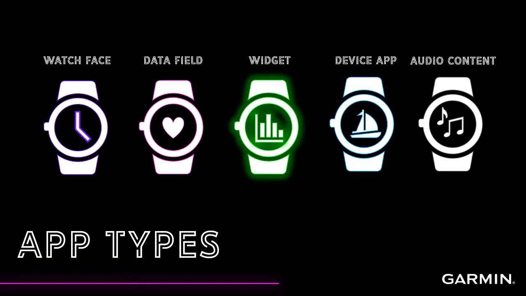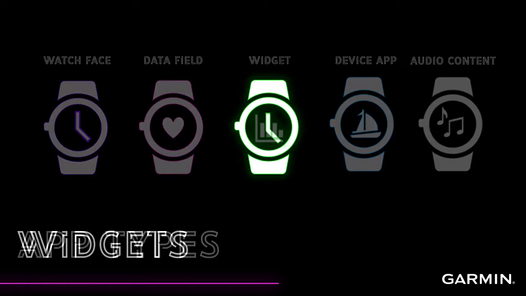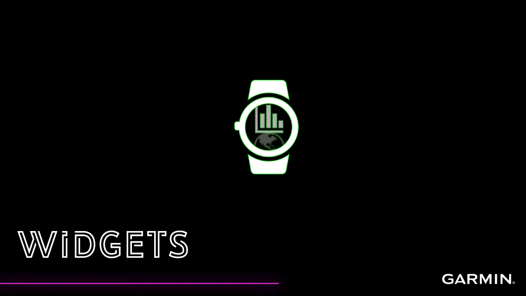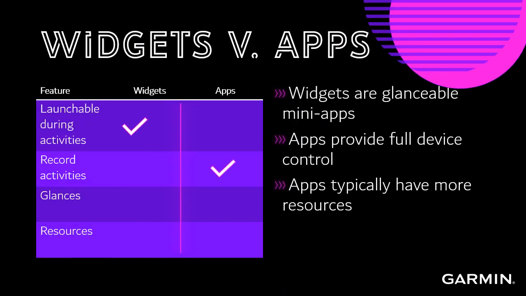But let's take a moment to look at widgets. Widgets provide a carousel of information to the user. The intent of widgets was to give developers a way to serve up information at a glance, but in practice they are somewhat confusing. There are advantages to widgets. Unlike apps, they are launchable during activities, and they can have glances, but they also have limits on their functionality and resources. Ultimately, it forces the developer to make a choice up front.